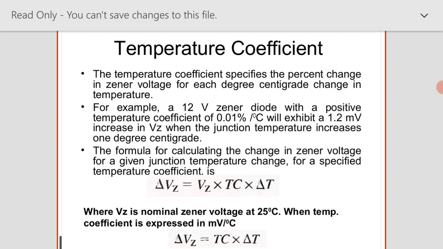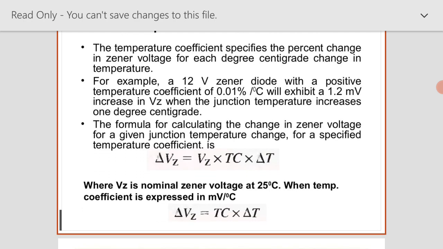The formula for calculating the change in Zener voltage for a given junction temperature change, for a specified temperature coefficient, is del Vz is equal to Vz into Tc into del T, where Vz is the nominal Zener voltage at 25 degrees Celsius. When the temperature coefficient is expressed in millivolt per degree Celsius, del Vz is equal to Tc into del T.